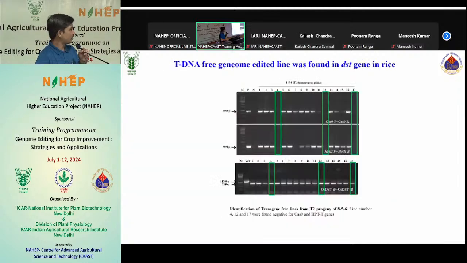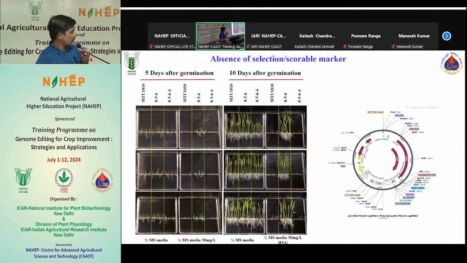So this is one of the lines which I got Cas9-free in T2 generation. This is the line I have, for example 8-5-6. From this I got a Cas9-free line, and this line I processed further. As I told before, before proceeding to nested PCR and all the things, you have to prove that your genome-edited line is free, that it has absence of the selection marker.